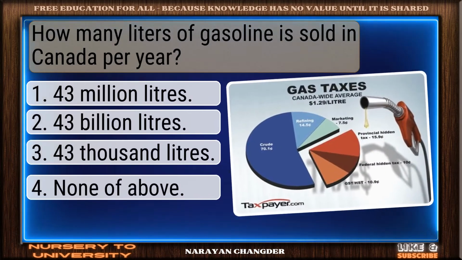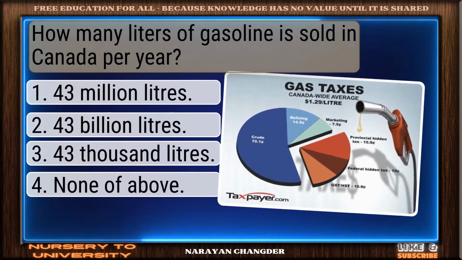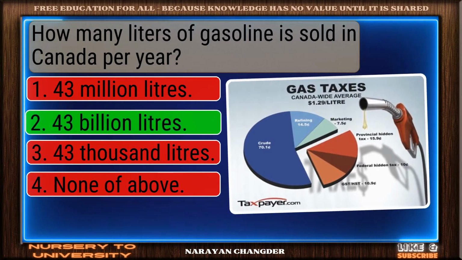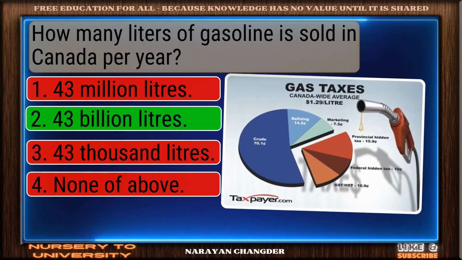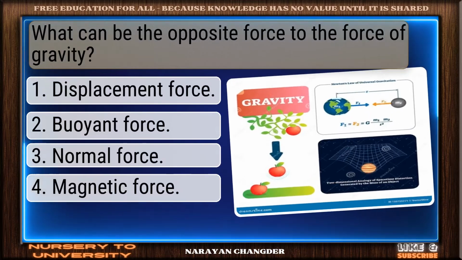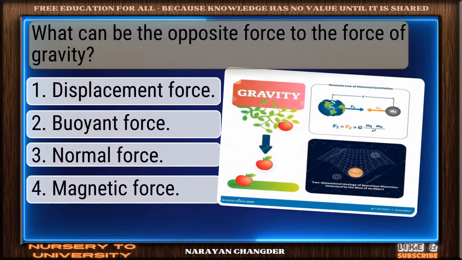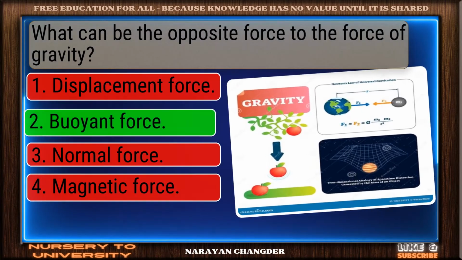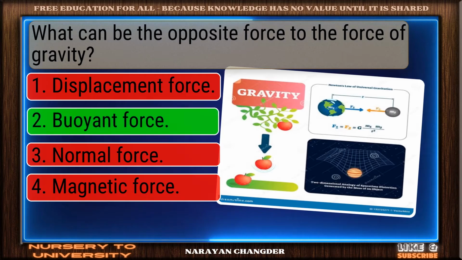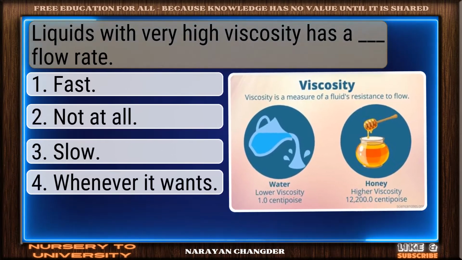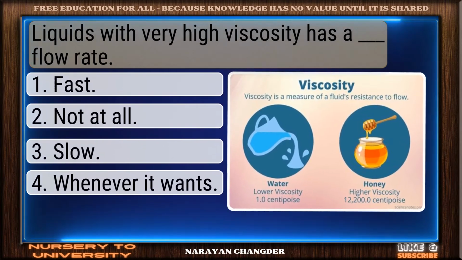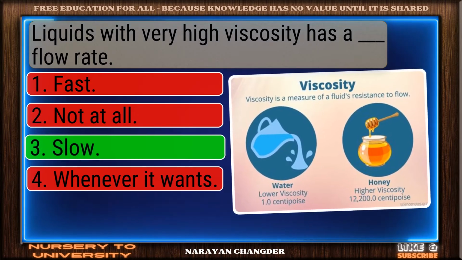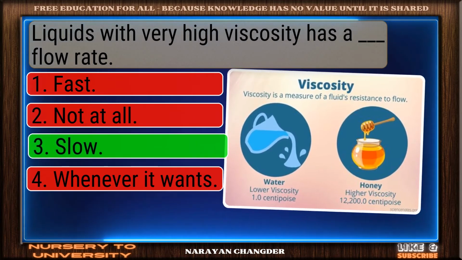How many liters of gasoline is sold in Canada per year? Strong choice. 43 billion liters is the right answer. What can be the opposite force to the force of gravity? Nicely done. Buoyant force is a solid answer. Liquids with very high viscosity have a dash flow rate. Correct response. Slow is the most accurate answer.